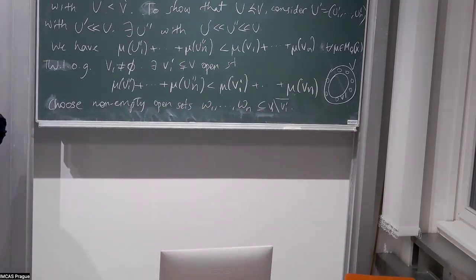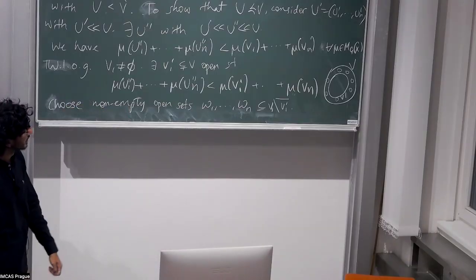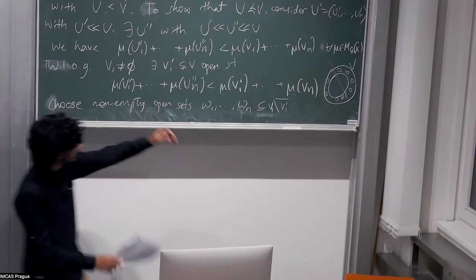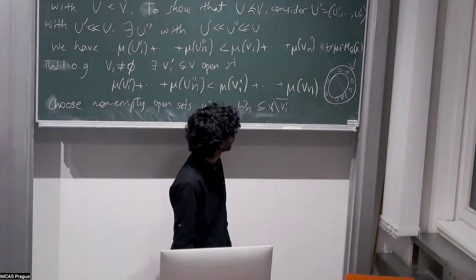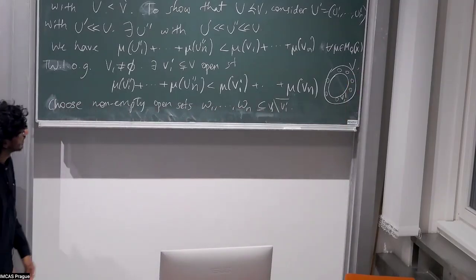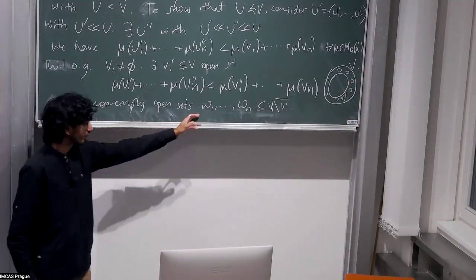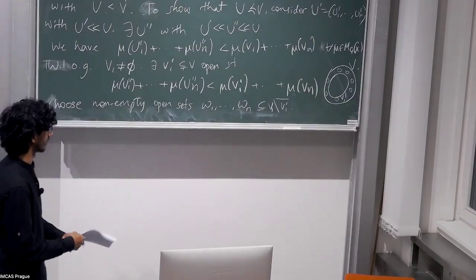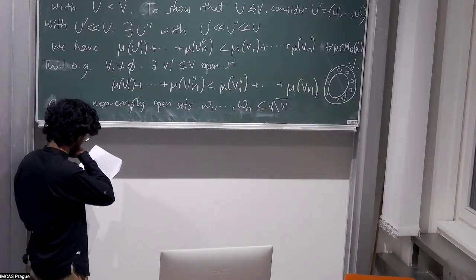Because these are all non-empty and they lie in this complement of v1 prime that is created, you can find an epsilon such that the measure of each of these sets is greater than this epsilon for every measure.